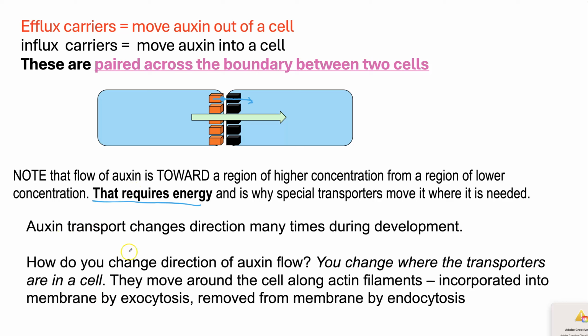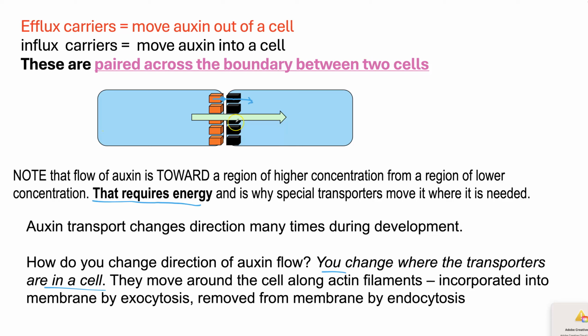And so the transport direction changes multiple times during development, and the way you change the direction is you have to change where the transporters are in a cell. So there are actin filaments that carry them to exactly where they need to go, and then they're put into the membrane through an exocytosis process. And then when it's time to take them away from where they are, they're endocytosed, attached to an actin filament, and then moved to the new place.